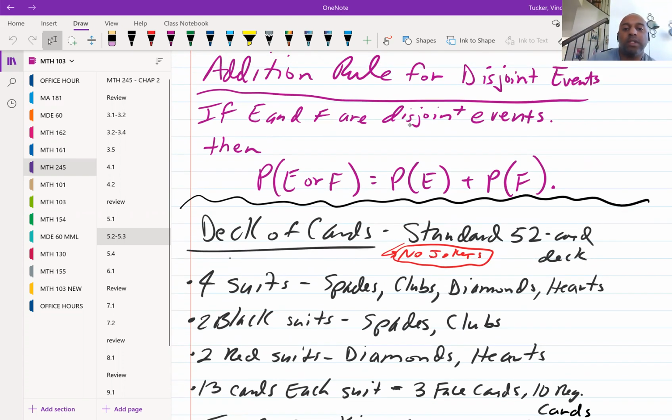So deck of cards. All right. So we're looking at a deck of cards. Just in case you're not familiar with how cards go, just want to make sure we're clear. So we have a standard 52 card deck. That's what they'll always mention. That means that there are no jokers. So in your standard 52 card deck, there are 4 suits: spades, clubs, diamonds, and hearts. Your black suits, in other words, black cards, are spades and clubs. Your red suits are red cards, diamonds, and hearts. There are 13 cards in each suit. 13 times 4 gives you 52. And so we have 3 face cards and 10 regular cards.